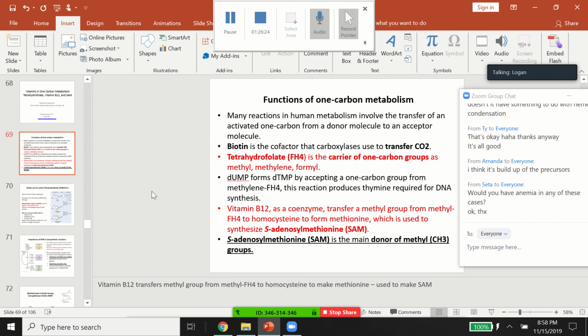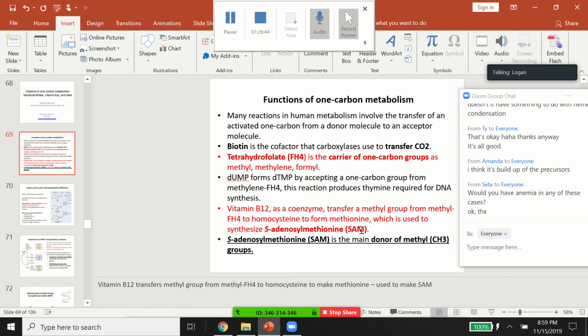All right. So tetrahydrofolate, FH4, is the carrier of one-carbon groups. So it's like your main carrier. You're going to see methyl FH4, methylene FH4, and formyl FH4. You'll see all of those different ones within these different processes that we're going to be talking about.